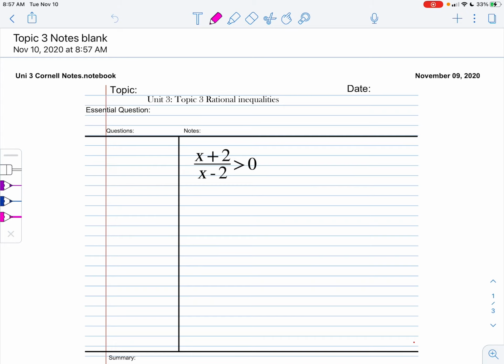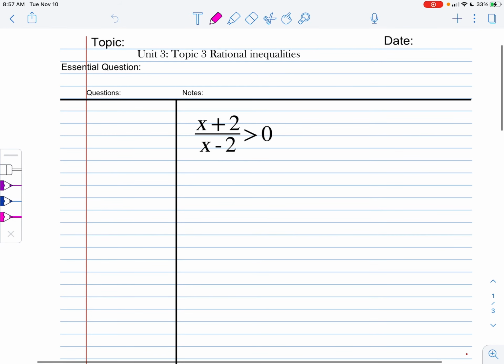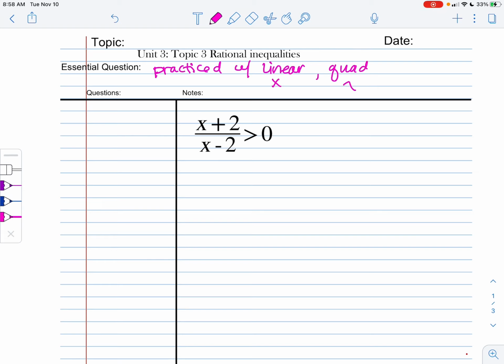All right, so we have been working towards being able to solve these rational inequalities. So we practiced with linear inequalities. Those were just x. And then we practiced with quadratic inequalities. Those were x squareds. And now we're going to move on to those rational inequalities. And that means all these are going to be in the form of a fraction.